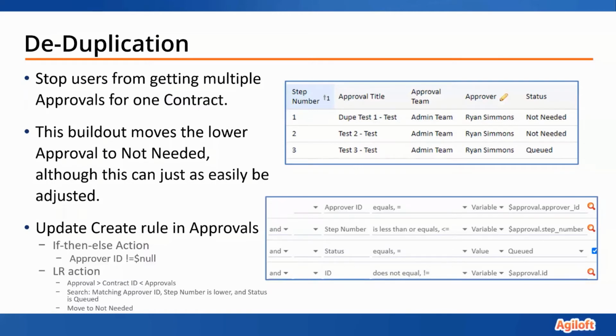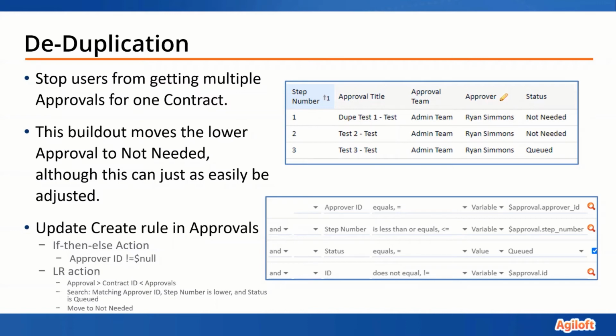Moving along, we are going to look at deduplication of approvals. The goal is to stop users from getting multiple approvals for one contract. This build out is going to move the approval with the lowest step number to the not needed status. However, that's really easy to flip around if you want to move a different approval to the not needed status. The main action will be part of the create rule in approvals.